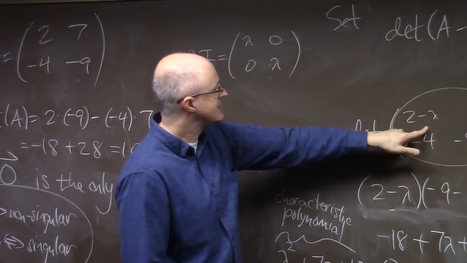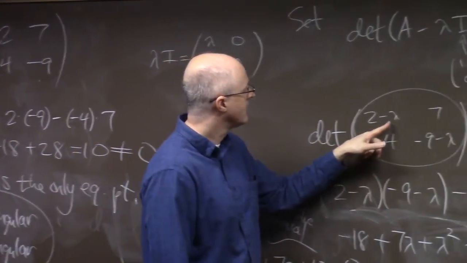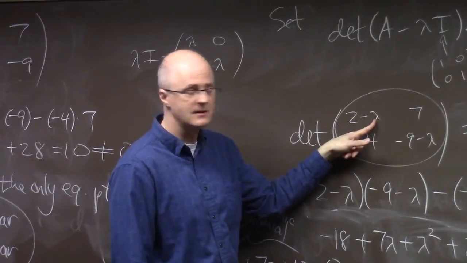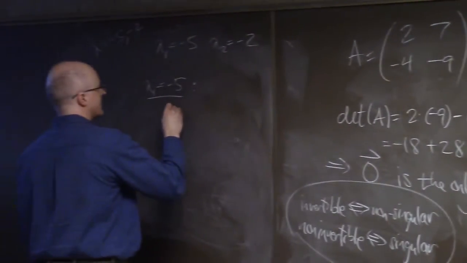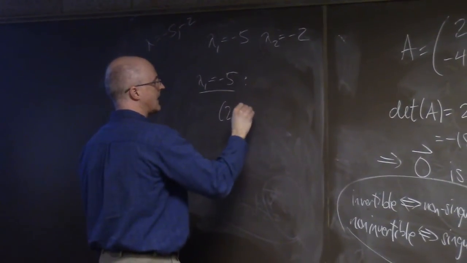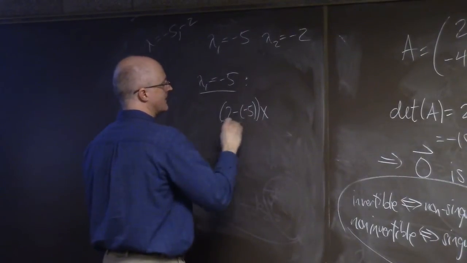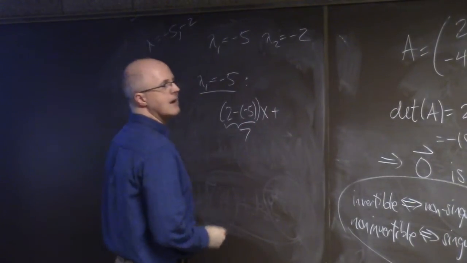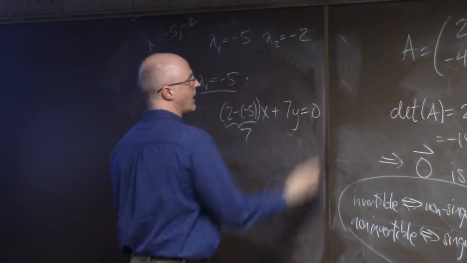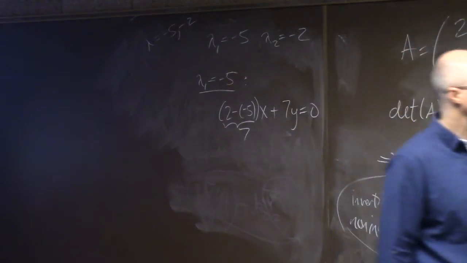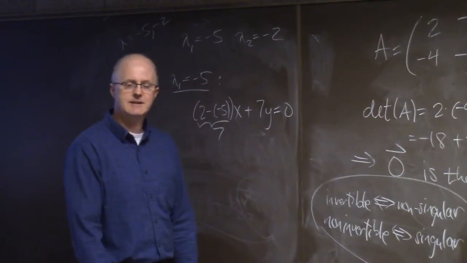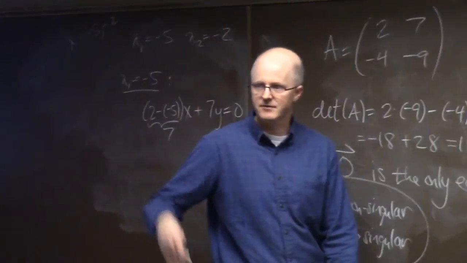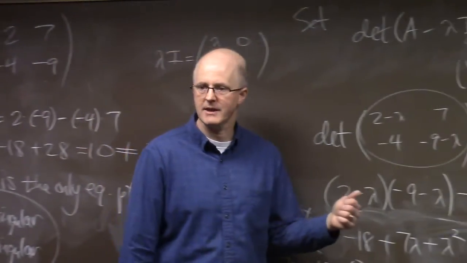What would the first equation in this case be with lambda 1 equals negative 5? Replace the lambda there with negative 5. 2 minus negative 5 is 7. Let's go ahead and write it like this. That's 7x plus 7y equals 0. Right, I got that second 7 right there. I'm not going to bother writing the second equation in the system, but let's just mentally check that it's a multiple of the first one for confirmation that we haven't made a mistake.